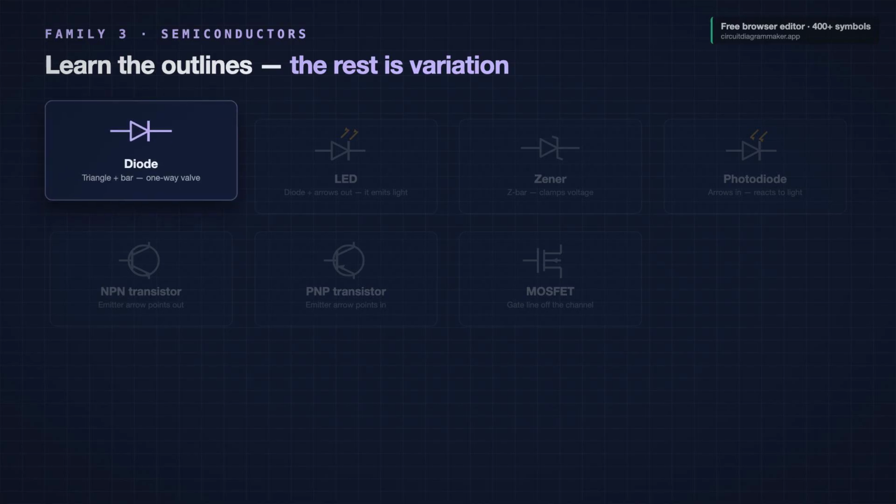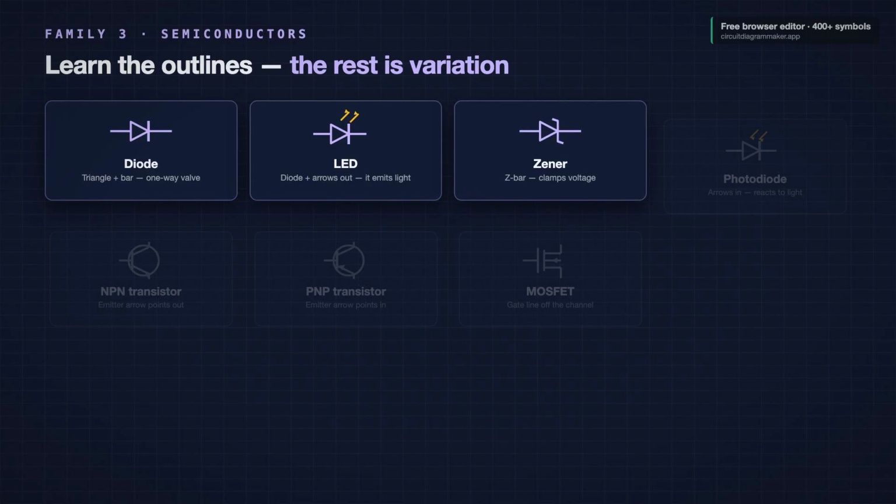Family 3, the semiconductors. This is where electronics gets clever, and it all starts with the diode. A triangle pointing into a flat bar. Current flows the way the triangle points and is blocked the other way. A one-way valve. Add 2 little arrows shooting outward, and that diode becomes an LED, a light-emitting diode. Bend the bar into a Z shape, and it is a Zener, a diode built to clamp voltage. Point the arrows inward instead of out, and it is a photodiode, which reacts to light.